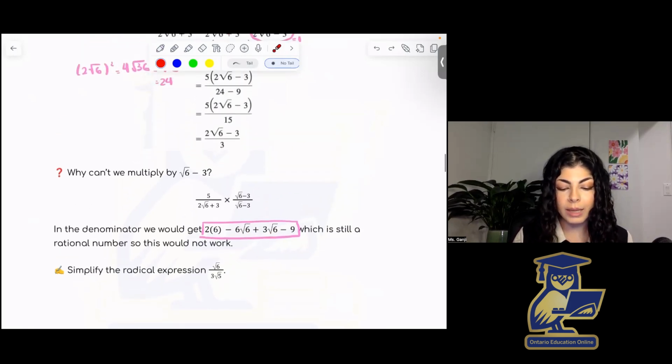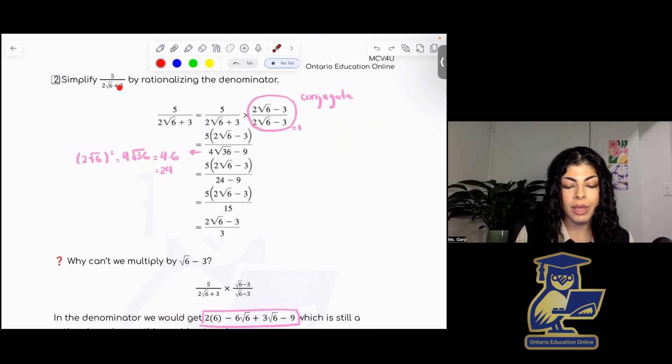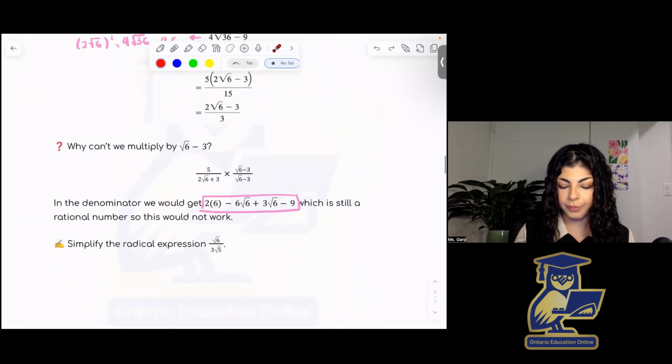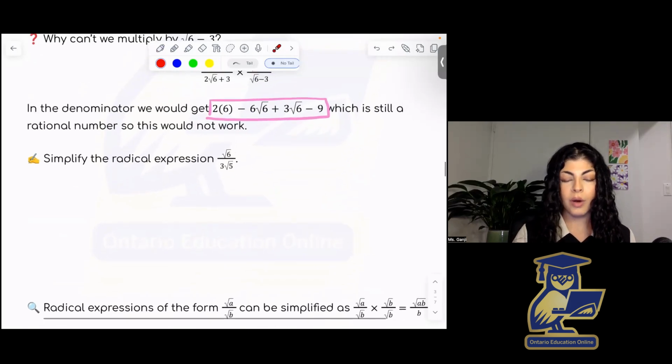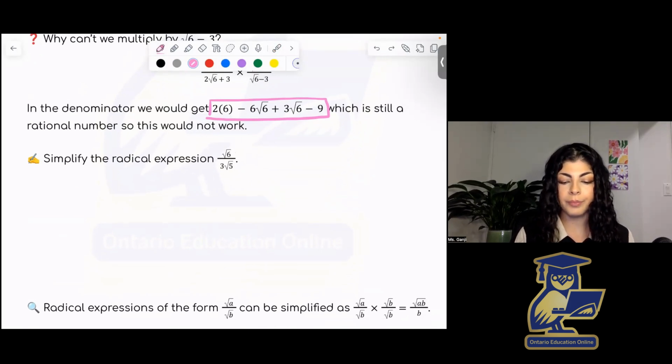So you need to keep the same A and B value and just change the operation from addition to subtraction or from subtraction to addition. So try this on your own now and simplify this expression. This is actually one of the simpler ones of the first example we saw.